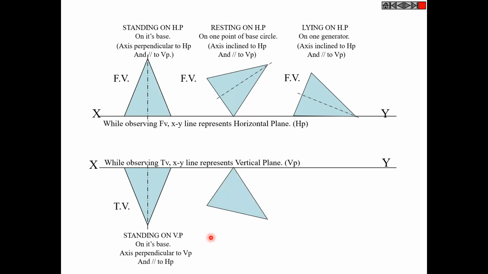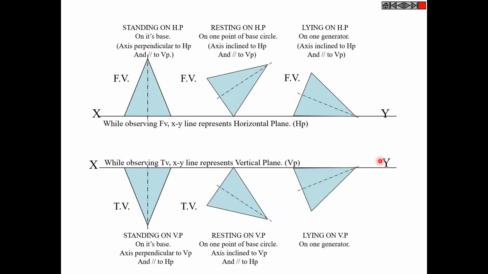See the next case. Here one of the base points is resting on the vertical plane. The axis is still parallel to the horizontal plane, but it is inclined to the vertical plane. If you produce the axis to the reference line, we can observe some angle made by the axis. It is resting on the vertical plane on one of its base points, and the axis is parallel to HP and inclined to the vertical plane. And in this case, the generator is completely resting on the vertical plane, and here also the axis is inclined to VP and parallel to the HP.